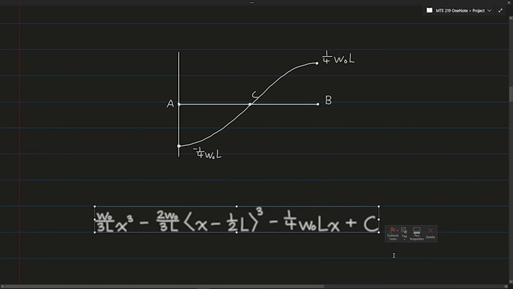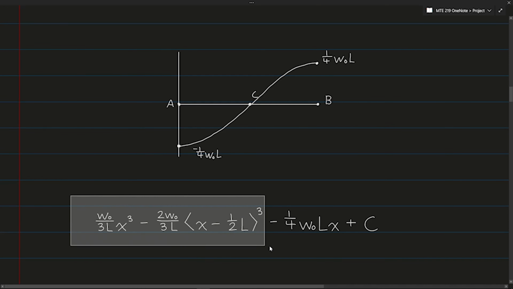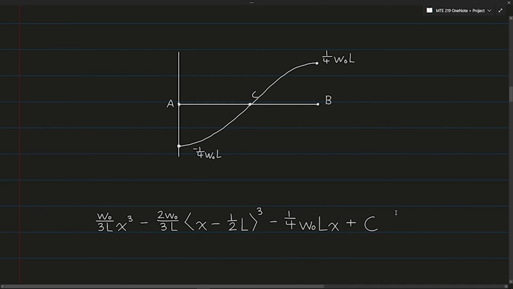Now, this expression is going to form the basis for our bending moment function in the beam. And when x is equal to 0, all these terms are going to be equal to 0. And when x is equal to 0 in the beam, that's at point A, and there's no bending moment at point A, so the whole function needs to be equal to 0. So our integration constant c also needs to be equal to 0.